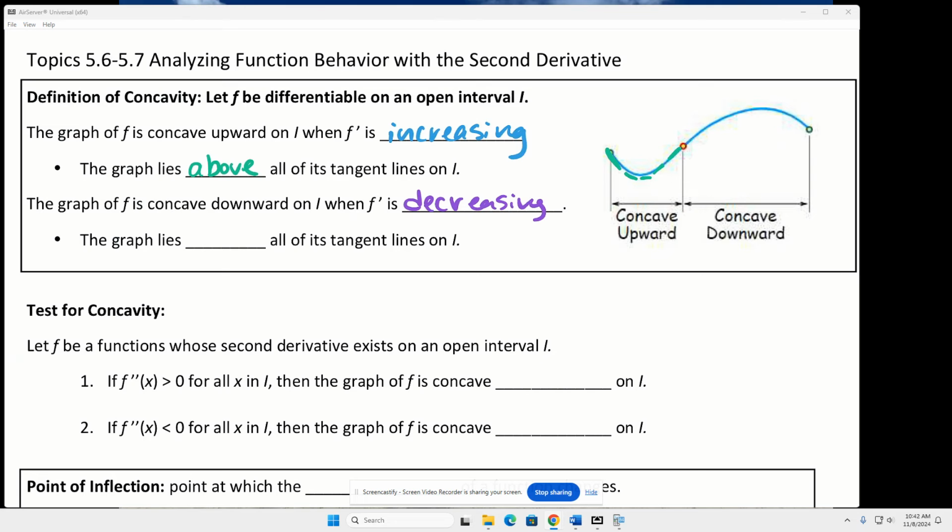All right, so we could draw little tangent lines, and you could see that the values of the slopes of those tangent lines are just getting smaller and smaller until we get to 0, and then they start becoming negative, which is getting smaller and smaller. And all those little tangent lines, the graph lies below them. If you draw a tangent line on concave down, it's going to be on top of the graph.